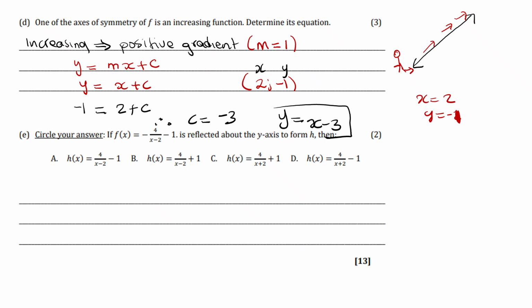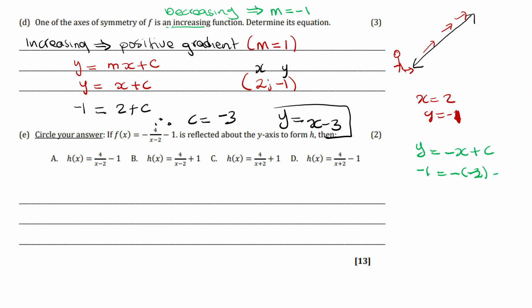Okay, so now let's assume that they ask you to find the axis of symmetry of f if f is a decreasing function. Let's say instead of increasing, they said decreasing. So if it's decreasing, it will have what? The gradient of negative, so minus 1. So the equation is going to be in the form y = -x + c. Then when you substitute, where there's y, you put minus 1, where there's x, you put 2, plus c.